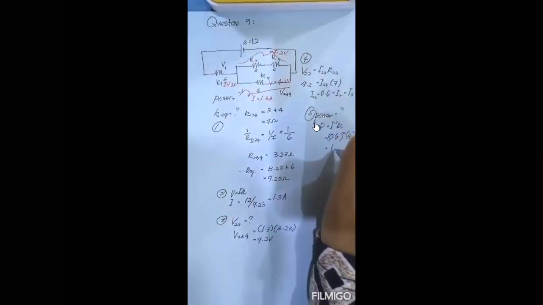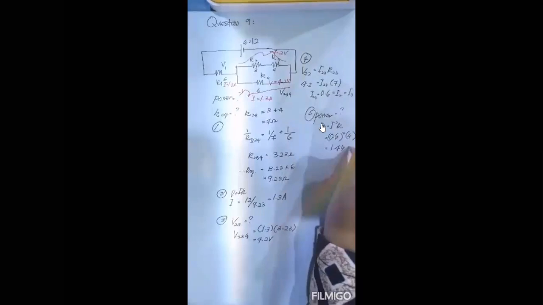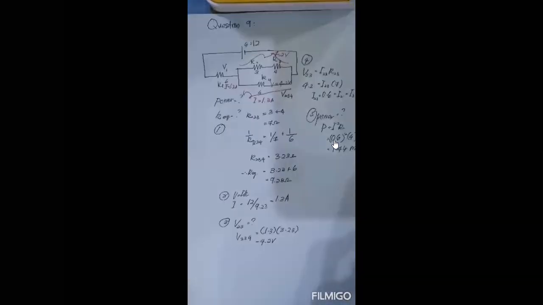Next, how to calculate power? Power is equal to I squared R. You have the current 0.6 squared times 4, equal to 1.44 volt.